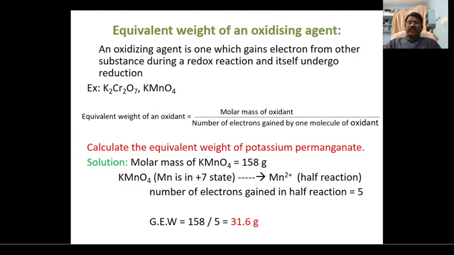In this case, definition is same, but we have taken potassium permanganate. Here molar mass is 158 grams. The manganese changes from reactant to product side. Initially, in KMnO4, the oxidation state of manganese is +7. After reaction, in product side, the manganese oxidation state is 2 plus or +2, half reaction. The number of electrons gained in half reaction is 5. Hence, the gram equivalent weight of potassium permanganate is 158 divided by 5, that is 31.6.